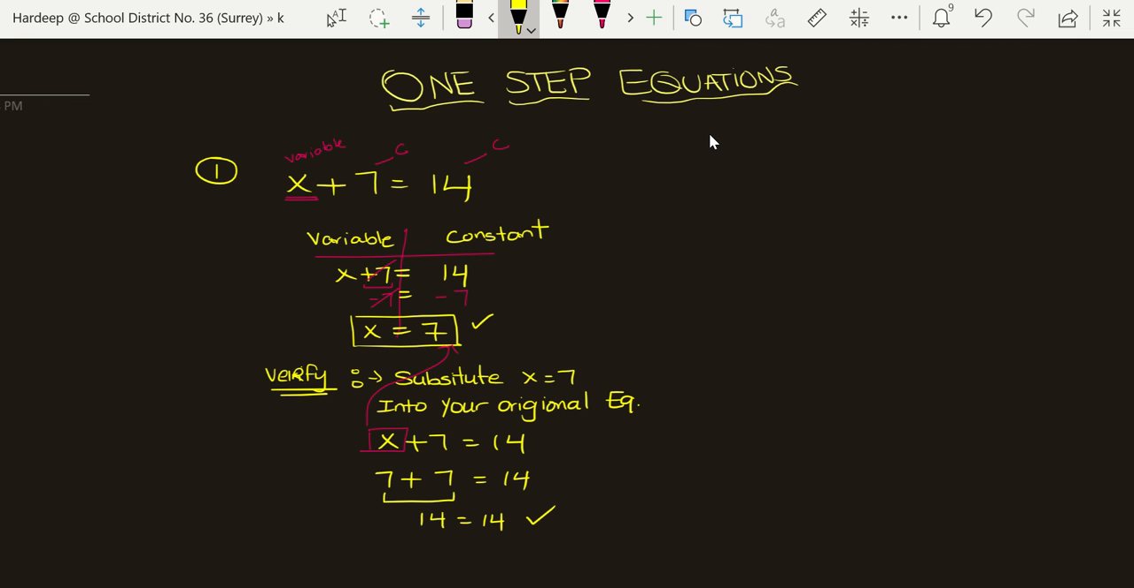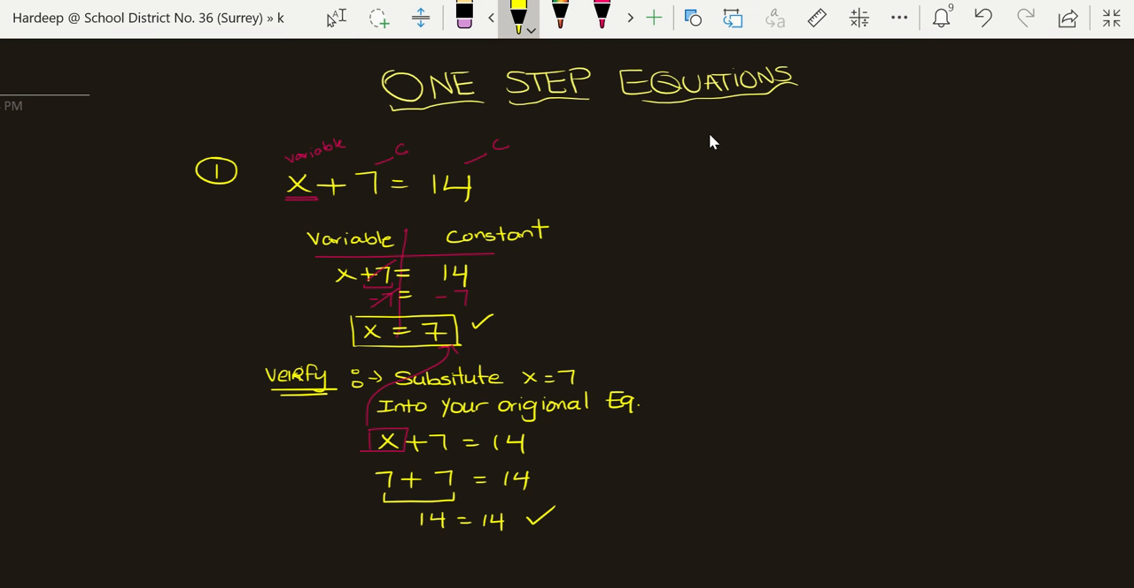Just to recap what we just did: when you solve one-step equations, it's literally one step you need to do. Here you have your variable on one side and your constant on the other side. In one-step equations, you will have your constant on the left side, and that's what creates the extra step to solve those equations.